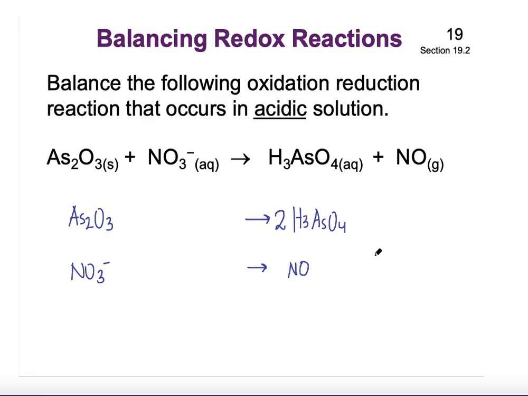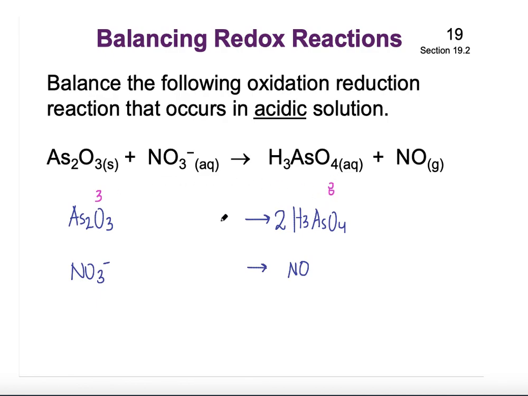The next step is to balance the oxygens by adding water. So I'm going to count the number of oxygens right here, and let me go ahead and change color, sorry. On the left-hand side, I have a total of 3 oxygens. On the right-hand side, I have a total of 4 times 2, which is 8. So 8 oxygens here. Here we said that we had 3. What am I missing? That's it. So I need to make them the same.